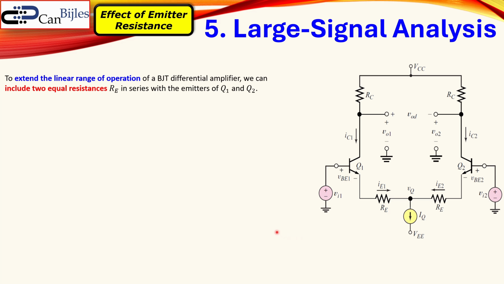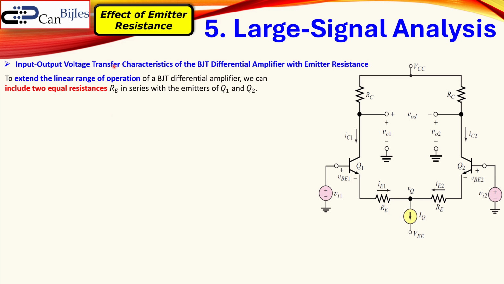Maybe that is a good trade-off to get the linear region extending to a value we want, and then we can accept that as reduction of the gain. So our input-output transfer for this differential amplifier with the emitter resistance, we will look at it now.